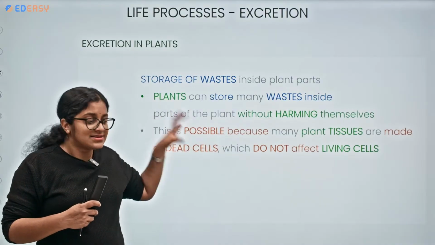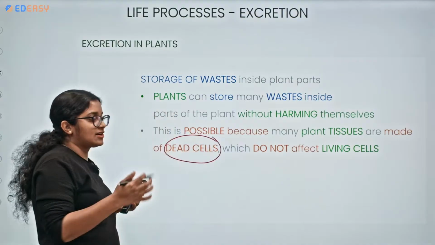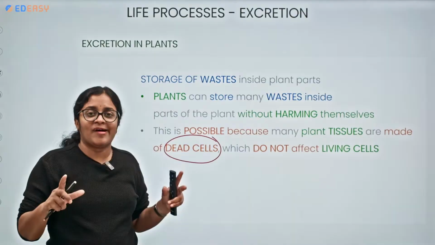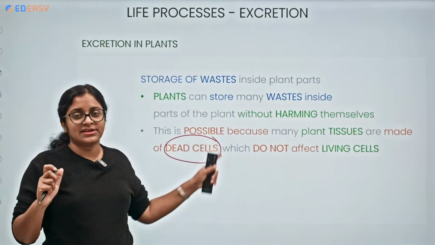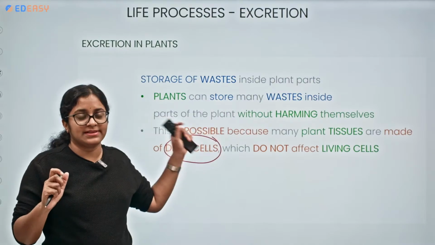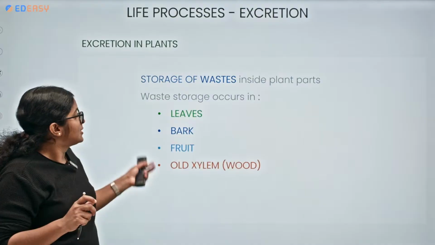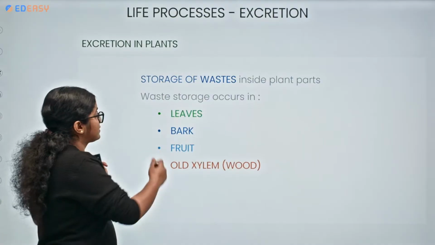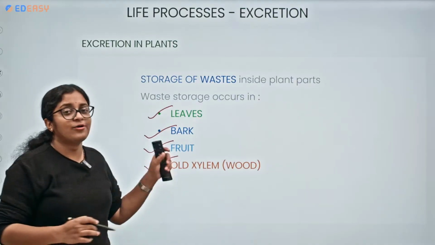Okay, why is this possible? Because plant tissues are dead cells in the majority, not all. Again I tell you, not all plant tissues, but the majority of plant tissues are dead cells. So the storage can be possible. They do not affect living cells in any manner. So storage of waste inside the plant parts occurs in the leaf, in the bark, in the fruit or in the old xylem.